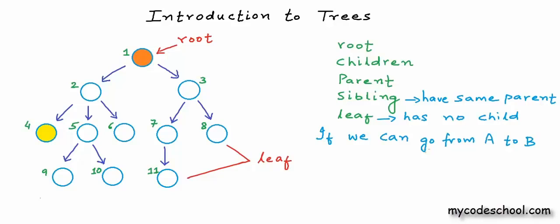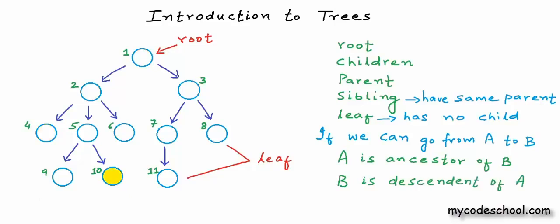Okay, so if we can go from node A to node B, then A can be called ancestor of B, and B can be called descendant of A. Let's pick up this node number 10. 1, 2, and 5 are all ancestors of 10, and 10 is a descendant of all of these nodes. We can walk from any of these nodes to 10.